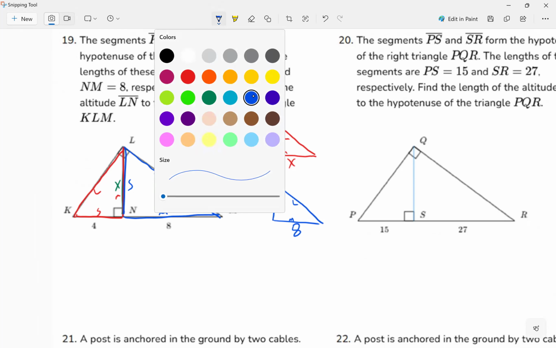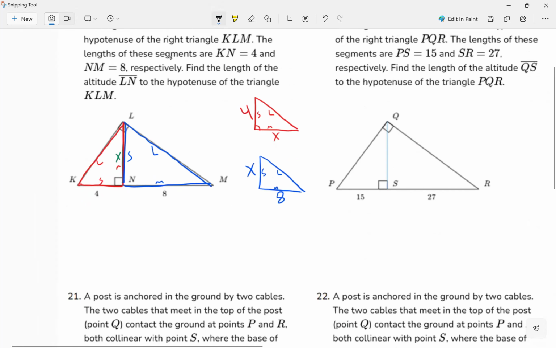And then lastly, we also had a black triangle. There's a small side, medium side, and a large side. The small side, I don't know. The medium side, the side LM, I don't know how big it is. The large side is 12 because 4 and 8 combined gives me 12.